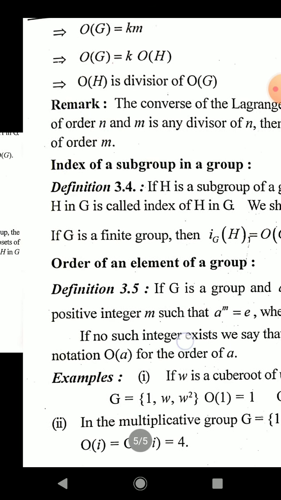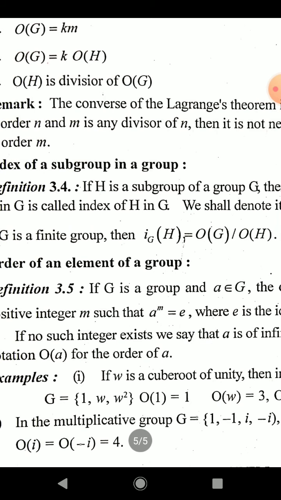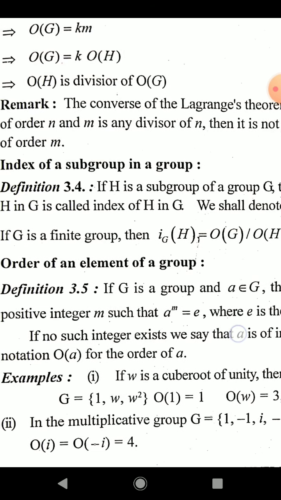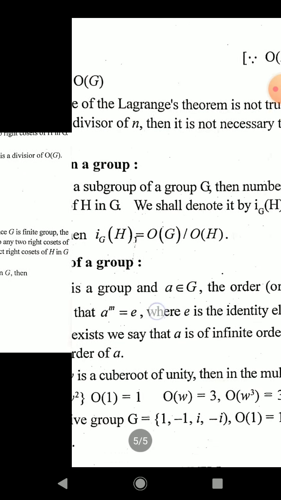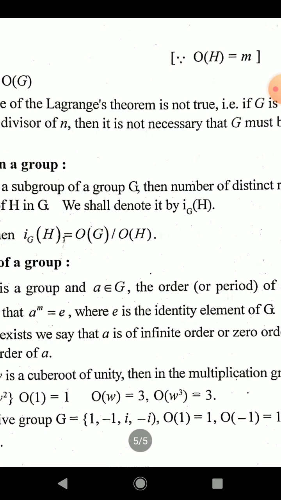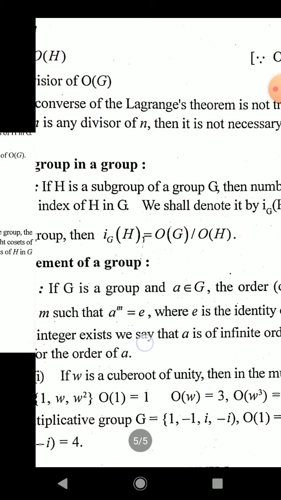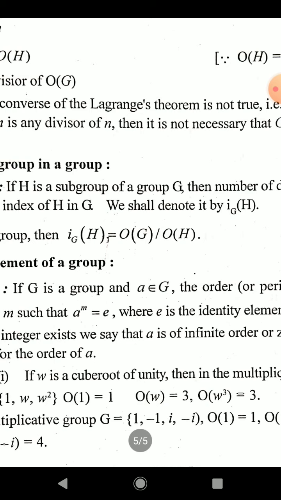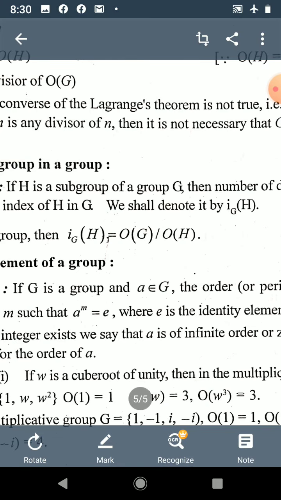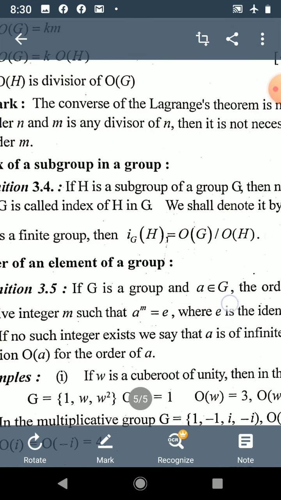Then the order of an element of a group we shall see in detail in the next lecture. Actually, if G is a group and a belongs to G, then the order of element a is the least positive integer m such that a raised to m is equal to e. Here remember that we have to consider the smallest integer m satisfying the condition a raised to m is equal to e, where e is the identity element. Then m is called the order of that particular element a.